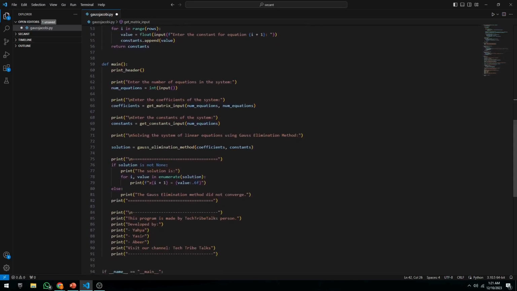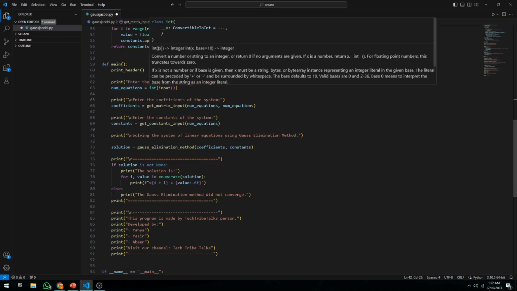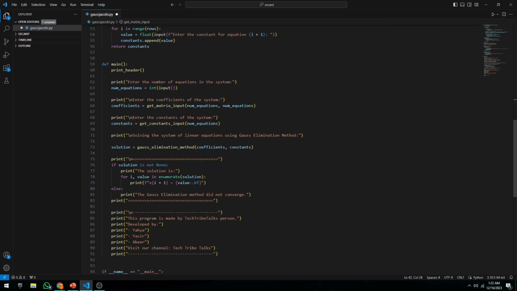And then finally we have the main method, where we will be printing our header and asking, and we'll print "enter the number of equations in the system". And then we have a variable called number underscore equations equals to int input. So our input will be an integer, and then we'll print "enter the coefficients of the system", and this is where we'll be writing the coefficients as input.